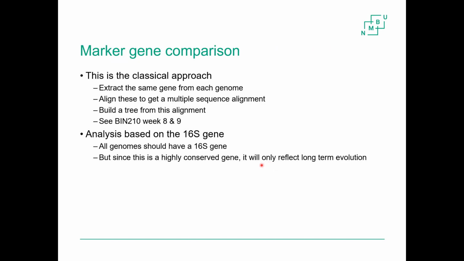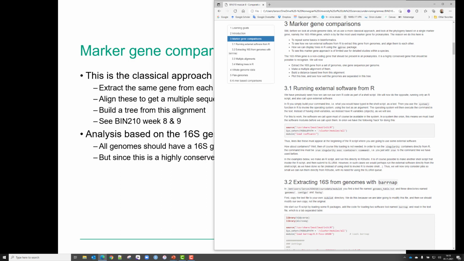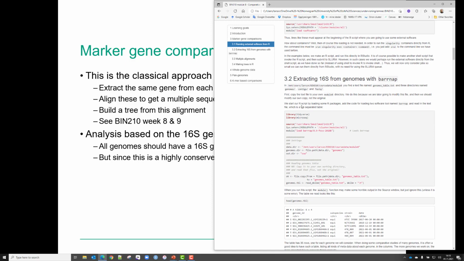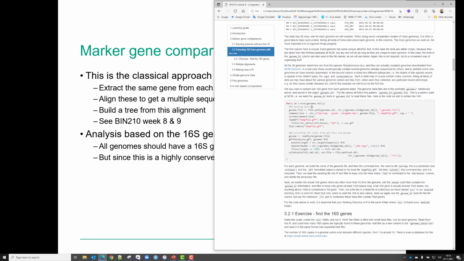I should actually, before we move on, have a look at section 3 in module 8. So what we do actually is this. We used a software called barrnap up here to actually extract this gene from the genomes, and it turned out to be difficult to do it in this way by running it from R, because yeah, you can read on the discussion forum. But anyway, you can see we need to loop over the genomes, right? So we need to do some looping here as well.